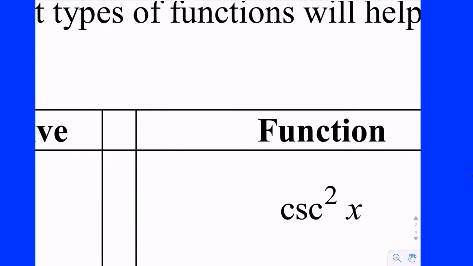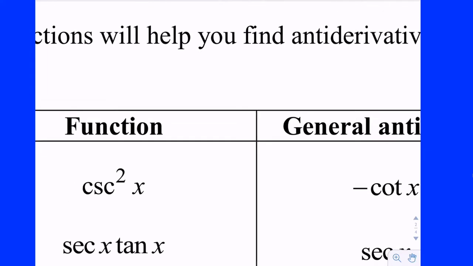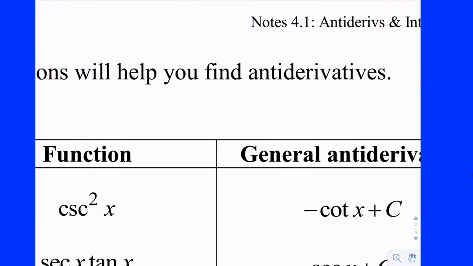Guess, check, revise, smile. Negative cotangent of x plus c. Very good. Negative cotangent of x plus c. Again, the negative's there as a correction because the derivative of cotangent will generate a negative cosecant squared. And so there's the antiderivative.